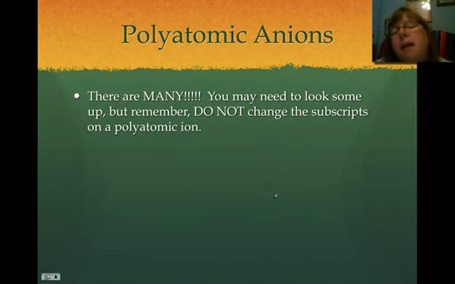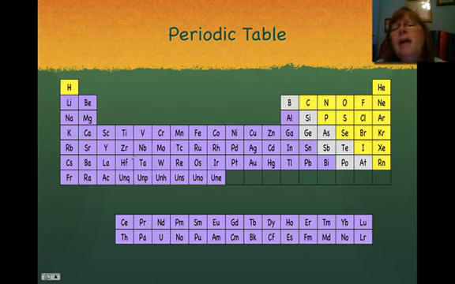What about polyatomic anions? There are a lot of them. You may need to look them up, but remember, never change the subscript on a polyatomic ion. And then here we have our periodic table, our cations, our metals that form the positive charge, our nonmetals over here that form a negative charge, remembering that our noble gases don't gain electrons. And then here in tan, these are metalloids, and they can act like a metal or a nonmetal.